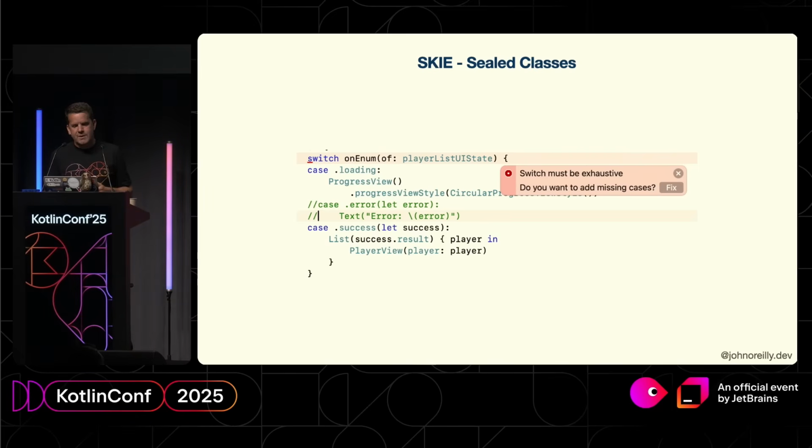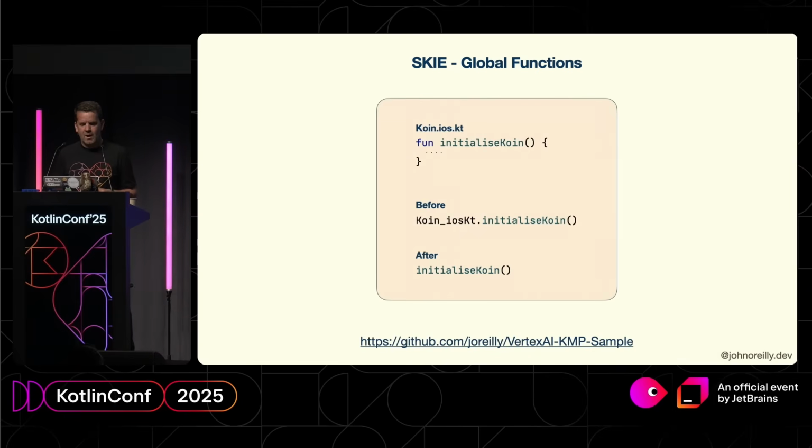And we see it here, for example, in Xcode, if we try to remove one of those cases, resulting in this "switch must be exhaustive" error. Another small example is global functions. Without SKIE, we have to prefix this function in Swift with the Kotlin file name. SKIE removes the need for that.